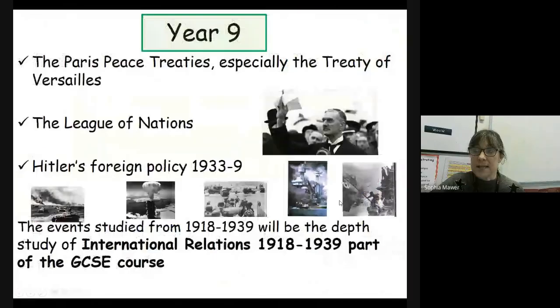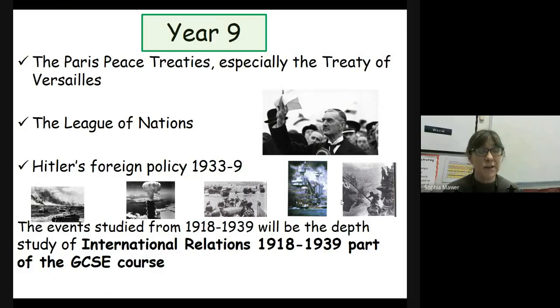So the good news is that you will have already done some of our GCSE course. That's really exciting because we've already started a bit of it in Year 9. The work that you have been doing so far, last term and into this term, about the Treaty of Versailles, the League of Nations, and then Hitler's foreign policy, that is all one of our units. It's about international relations, 1918 to 1939. So how countries work with each other, looking at it from a world perspective. We'll already have covered that by the time we start the GCSE in Year 10.